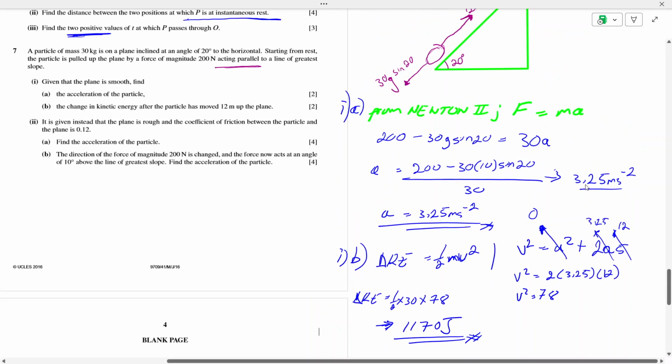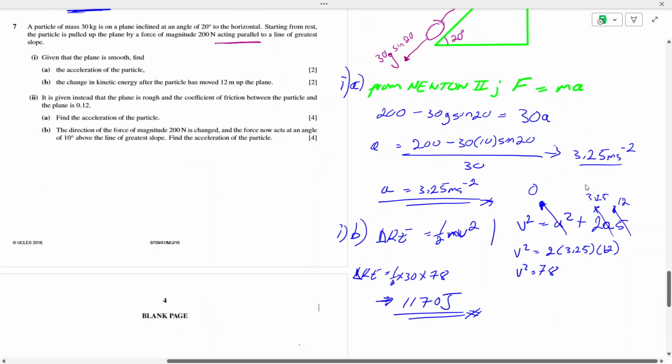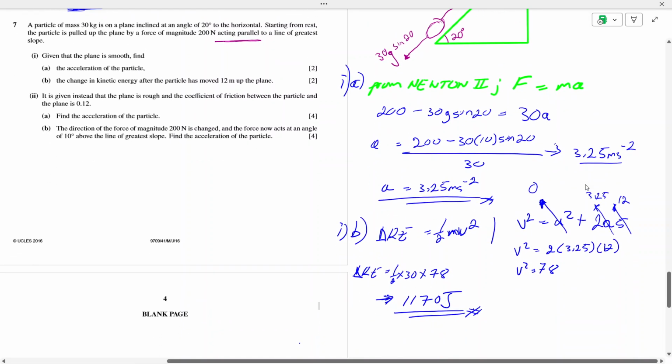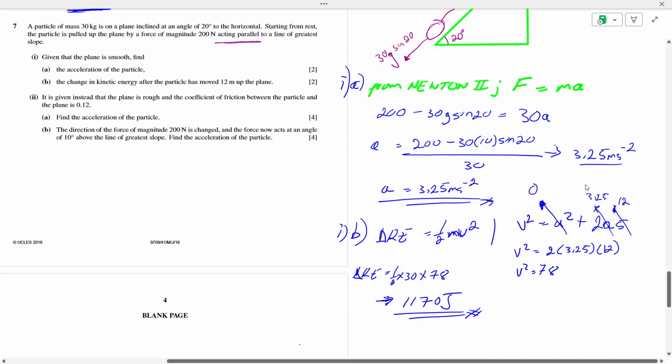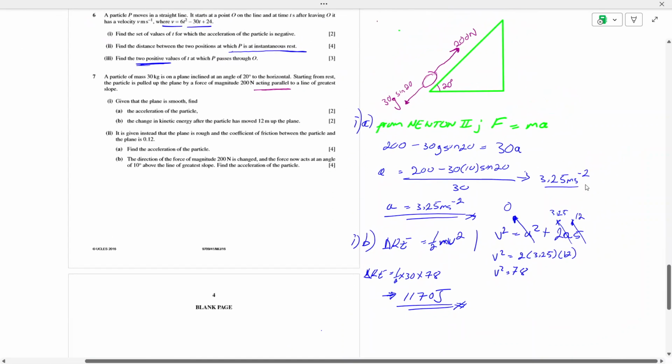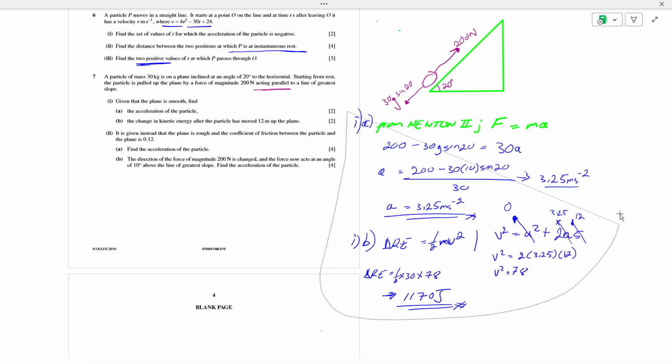Right, and then part 2. It is given instead that the plane is rough and the coefficient of friction between the particle and the plane is 0.12. Alright, so I'm going to use the same diagram. I want to clear up the space so that I can use the same diagram.